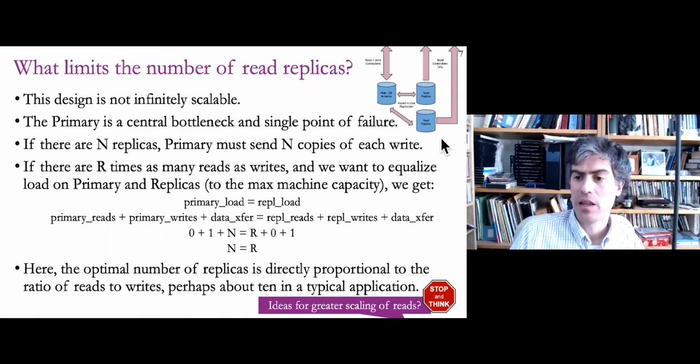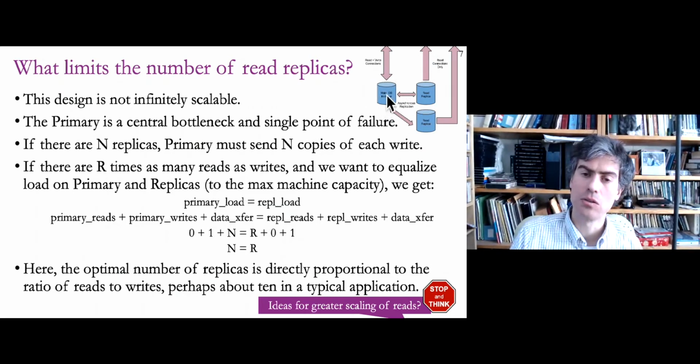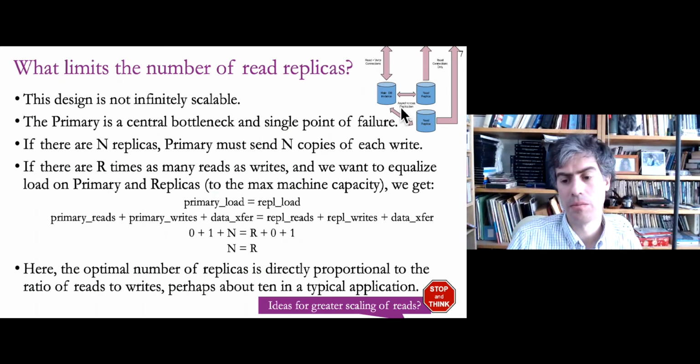Remember, I said that the problem here basically is that we're limited in the number of writes that the main database can handle because every write is amplified n times by the number of read replicas. How can we reduce the amount of work that the main database has to do for writes so we can scale this up to a bigger system?